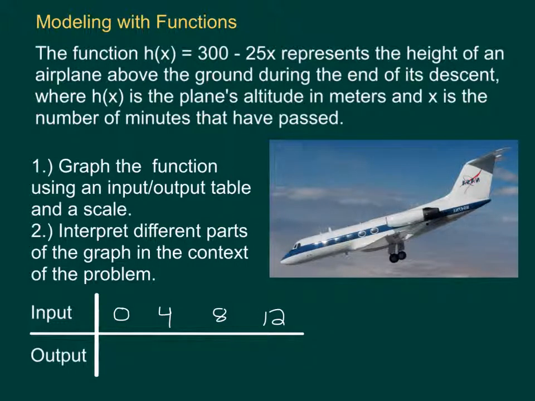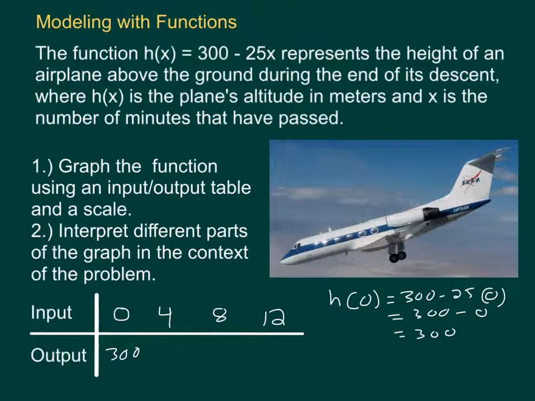And so again, just as a refresher, in order to fill in this input-output table, we're going to do h of 0, which is 300 minus 25 times 0. 25 times 0 is 0, obviously, and that's just going to be 300. So 0 is 300. So go ahead, take a minute, and fill in the rest of the outputs, and then come back and check, and I'll show you what you should have.